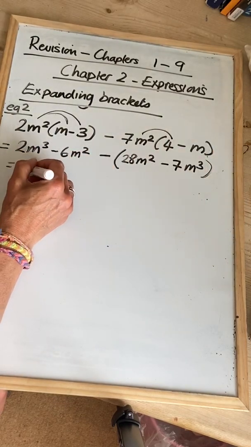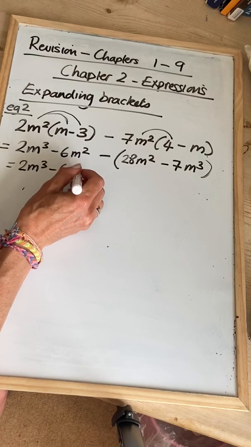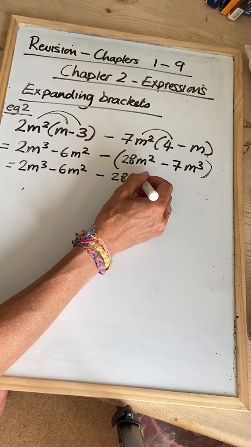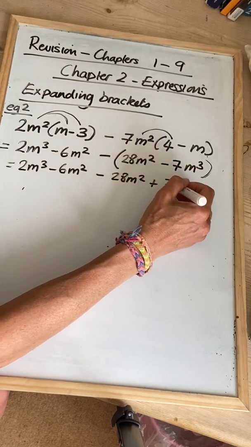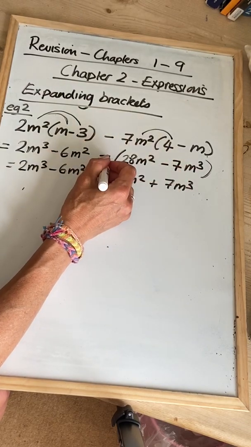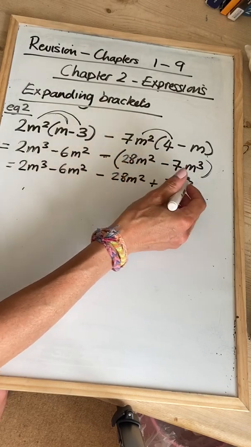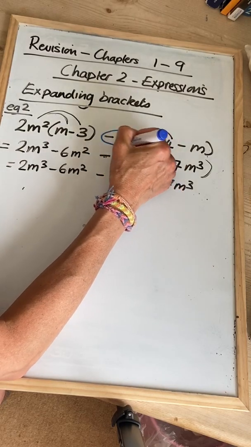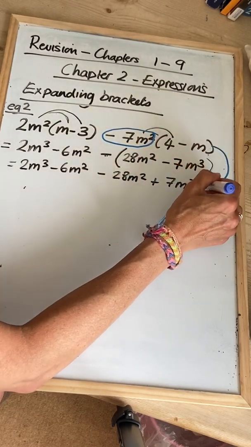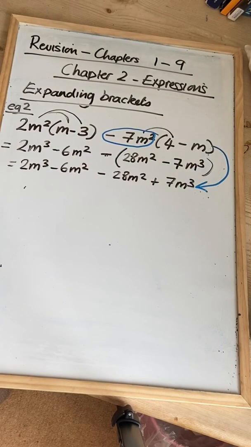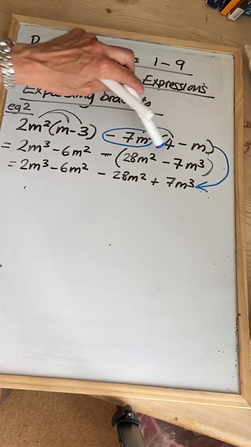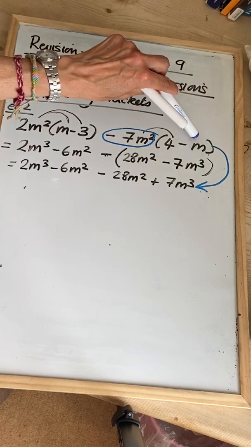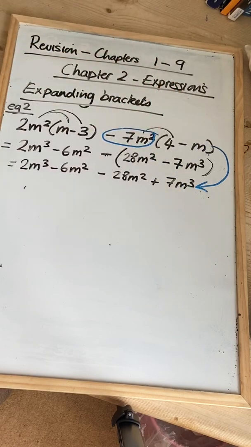And that gives you 2m cubed minus 6m squared minus 28m squared plus 7m cubed. This minus sign outside the bracket changes the signs inside. If you just multiplied through by minus 7m squared, that would mean you'd go straight to there. Yeah, so you would have done minus 7m squared times 4. That gives you your minus 28m squared. Minus 7m squared times minus m gives you 7m cubed.